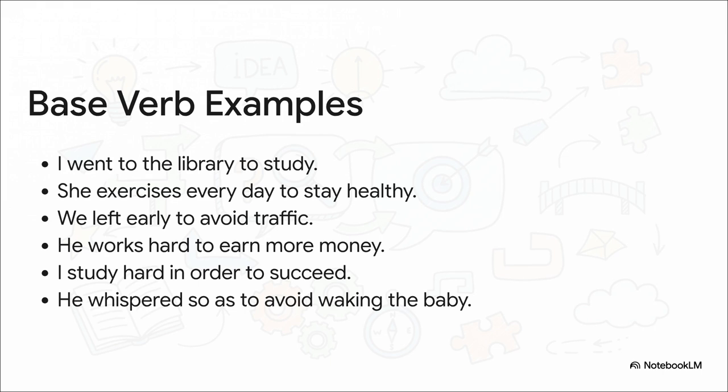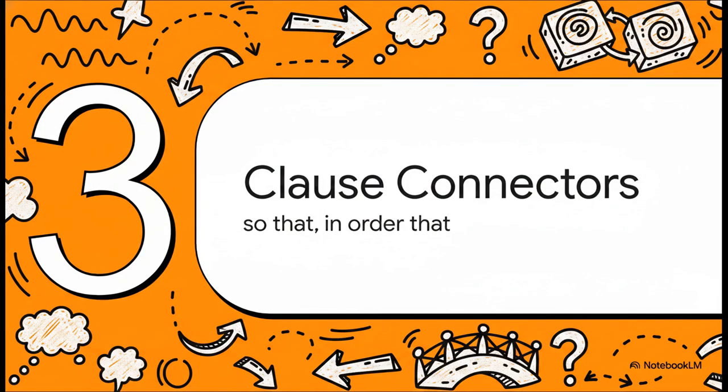Okay, now let's elevate the formality a bit. 5, I study hard in order to succeed. Still a base verb. And finally, 6, he whispered so as to avoid waking the baby. In every single one of these, that simple base verb strictly follows the connector. No exceptions.